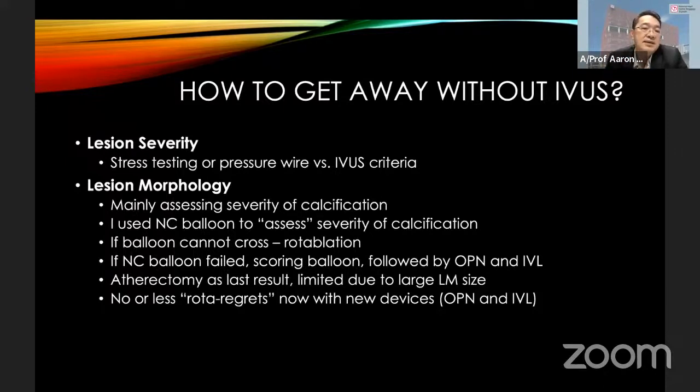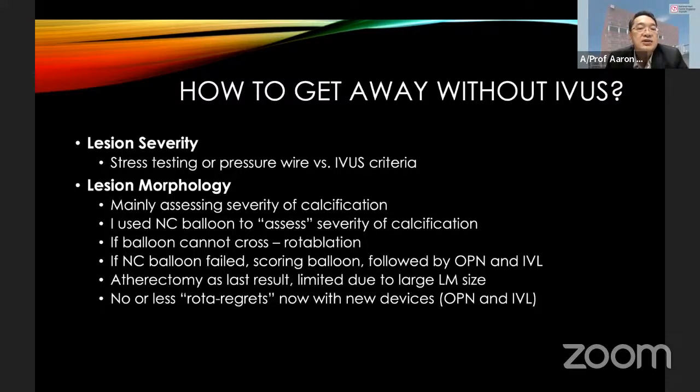First, how to assess lesion severity? You can use stress imaging or pressure wire to assess lesion severity as versus the IVUS criteria, because IVUS criteria is quite variable. The criteria that make left main significant, 4.5 and 6, these are averages of all the studies, and individuals may have different variation.